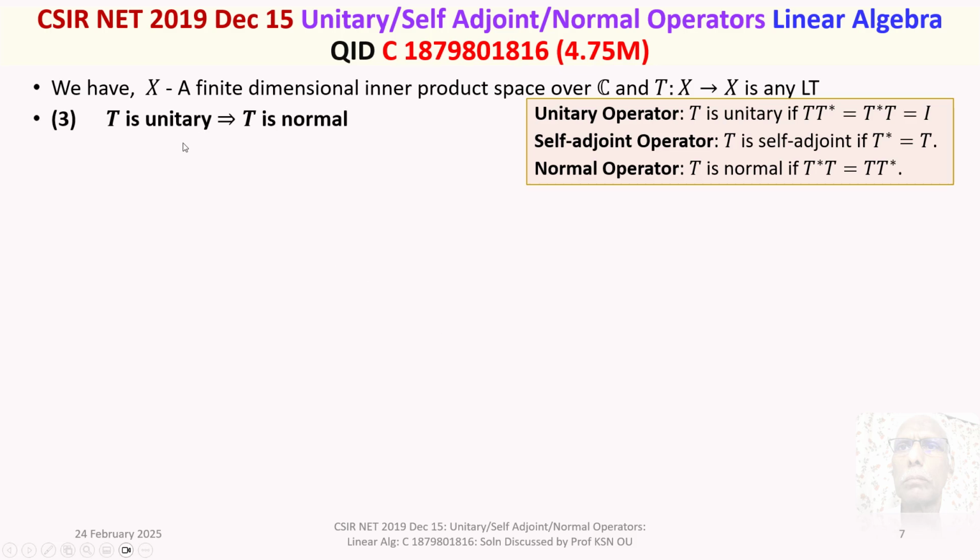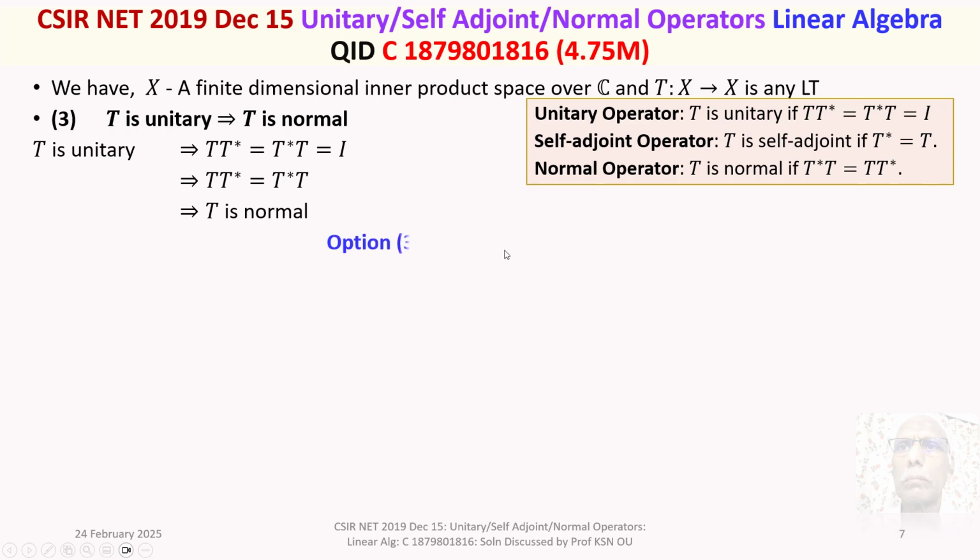Option 3. T is unitary implies T is normal. Every unitary operator is normal. Is it so? T is unitary implies TT star equal to T star T is equal to identity. Anyway, this satisfies TT star is equal to T star T, therefore T is normal. Every unitary operator is a normal operator, therefore option 3 is true.